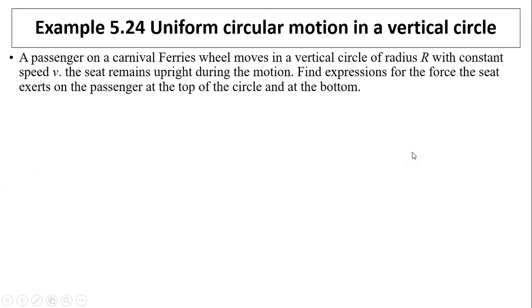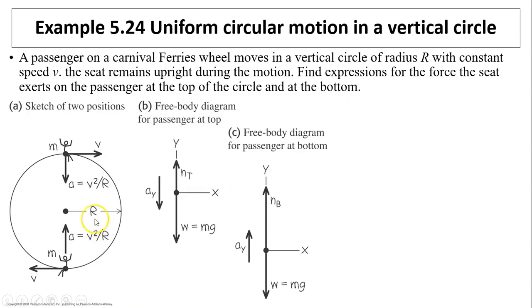Another example, a passenger on a Ferris wheel moves in a vertical circle of radius r with constant speed v. The seat remains upright during the motion. Find expressions for the force the seat exerts on the passenger at the top of the circle and at the bottom. So sketch the two positions. Here's a free body diagram. At the top, you have two forces. At the bottom, you have two forces.